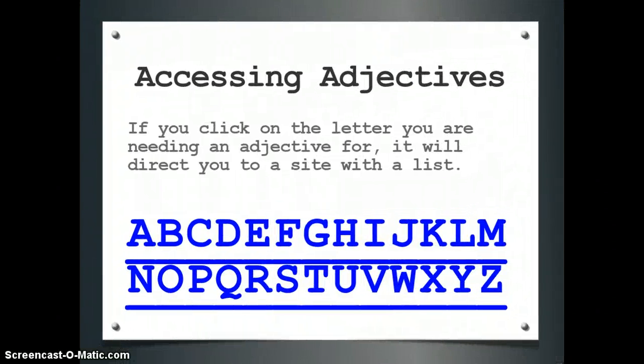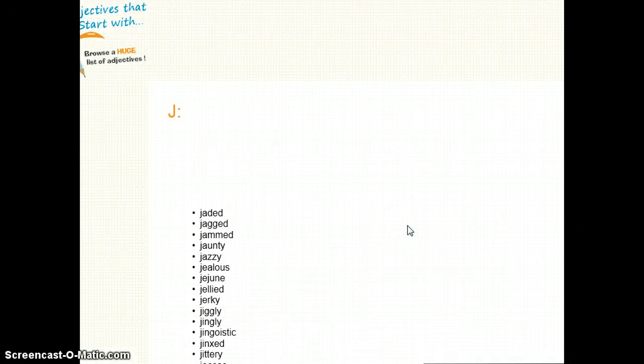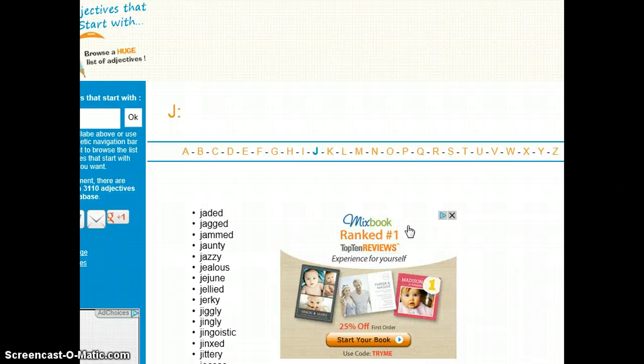What I've done is I have made some links to a website that will give adjectives that start with each letter of the alphabet. So, I needed an adjective that started with a J because my first name starts with J. So I'm going to click on the J. And here I am at a very handy website called adjectivesthatstartwith.net. And here it took me directly to the J page, and only fifth on the list is jazzy. Jazzy is a word that I use to describe myself.